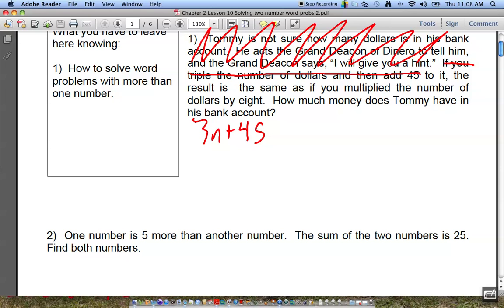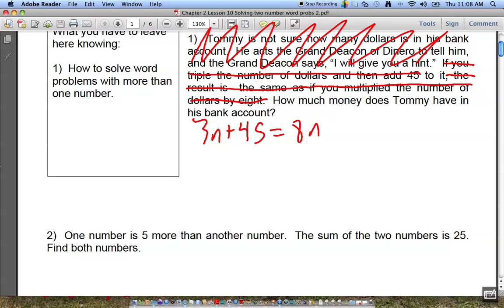The result is the same as. What is that code for? It's a whole lot of words that means a very short thing. Equals. The result is the same as, that's just like saying equals. If you multiply the number of dollars by 8, how do I write an expression for multiplying the number of dollars by 8? 8n, good. So now I can cross that off.